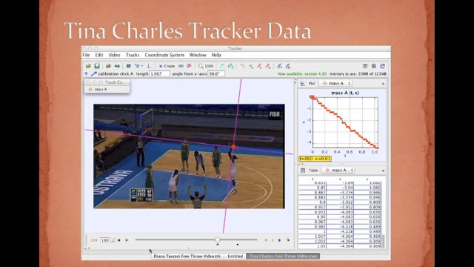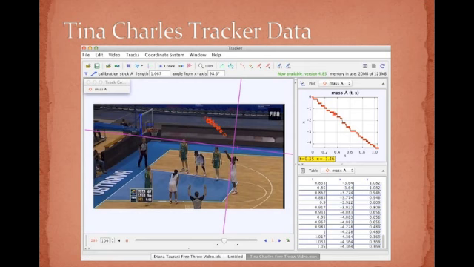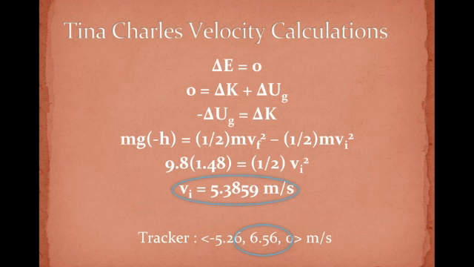Next, we need to compare it to Tina Charles' Tracker data. The same analysis can be done by examining position versus time in both the x and y directions, as well as velocities like we did previously for Diana Taurasi. Similar to what we did previously, we can look at what velocities Tracker predicts for Tina Charles. These are shown at the bottom. We can again use the energy principle to calculate the correct value for the initial velocity at which the ball was thrown. Again, this is fairly close.